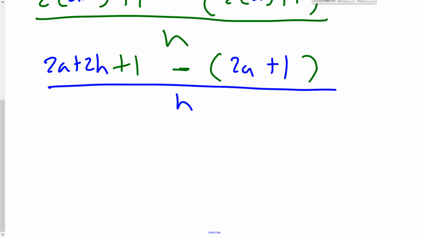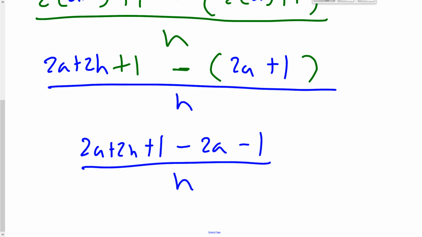Okay, and now I can start to simplify, distribute that negative. That's a big thing. It has to go to both of them. Okay, and then we have 2a plus 2h plus 1, and then it's all over h. What will always happen here is basically everything that doesn't have an h is going to cancel. Right, I have 2a and a negative 2a. Those are going to cancel. I have a positive 1 and a negative 1, so they're going to cancel.